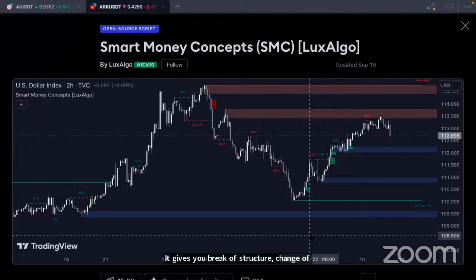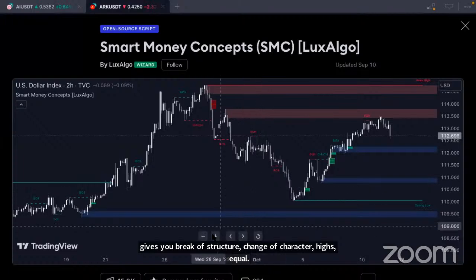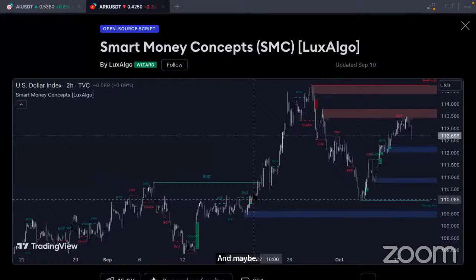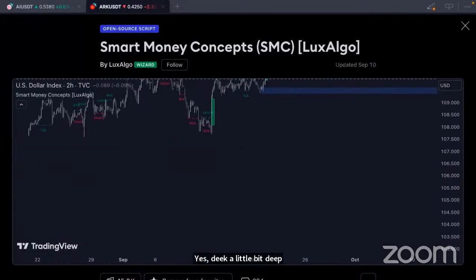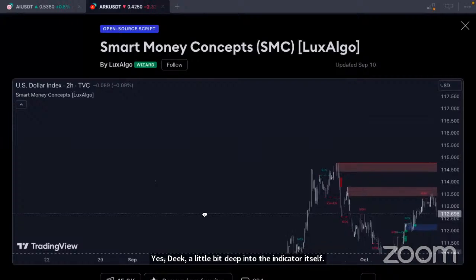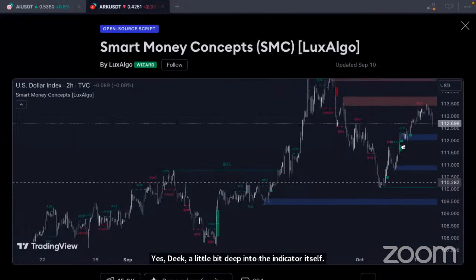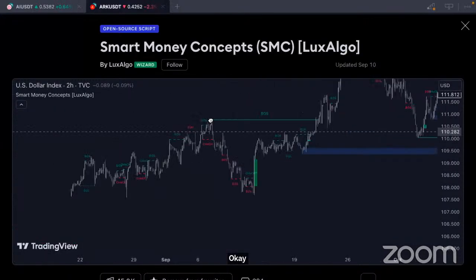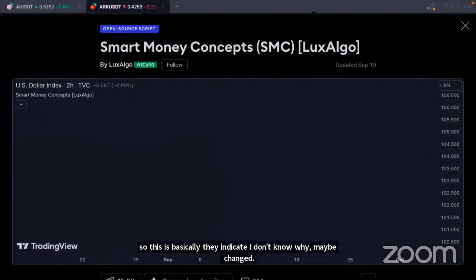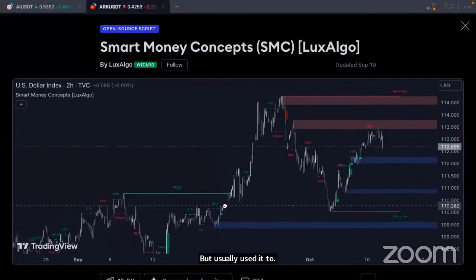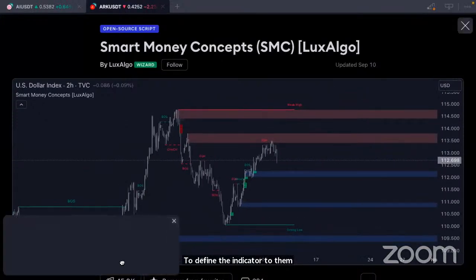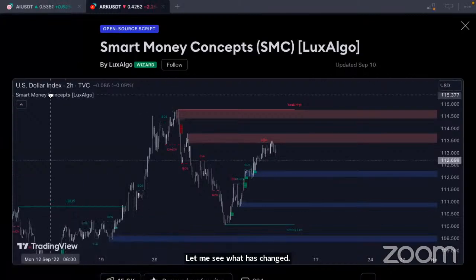And I'm just going to take a few minutes and dig a little bit deeper into the indicator itself according to his explanation. Okay, so this is basically the indicator. I don't know why, maybe it changed, but he usually used it to define the indicator in depth. But let me see what has changed. You see, every time people change their indicators.